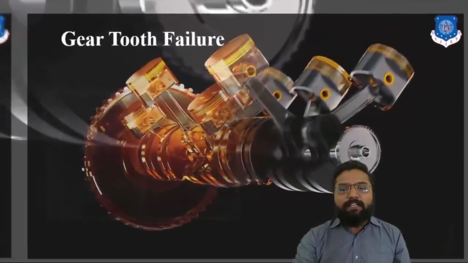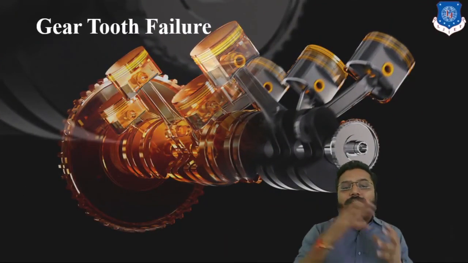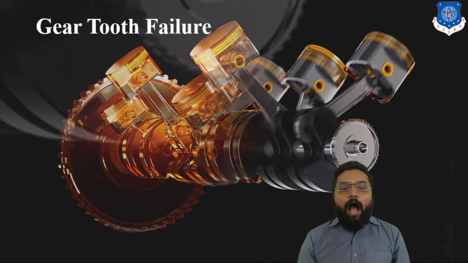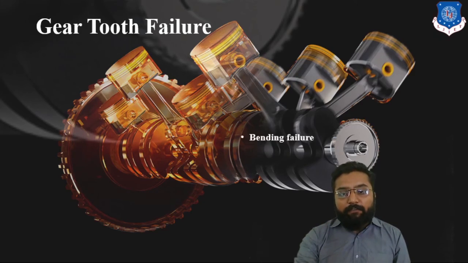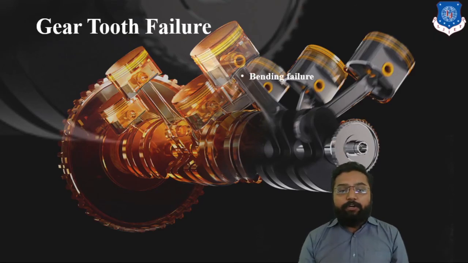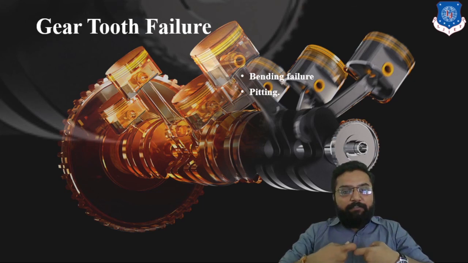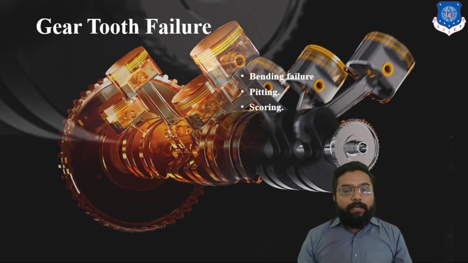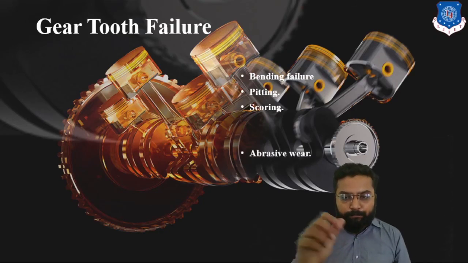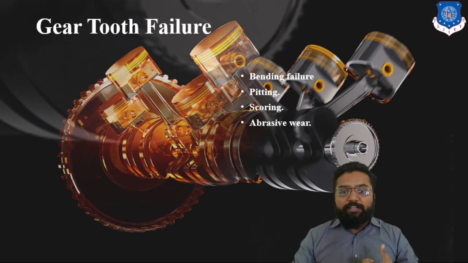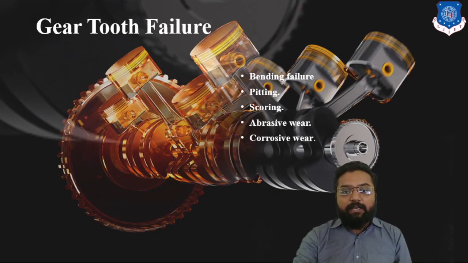Clear? Due to these loads, if we haven't designed our gear sufficiently to take them, the gears are going to fail. So what kind of failure will occur? One is bending failure due to bending stress. Another is pitting due to the static stress, as well as any foreign material that comes in between pinion and gear. Third is scoring due to a lesser amount of lubrication. Then abrasive wear due to continuously running against each other. Lastly, corrosive wear due to external, weather effects.